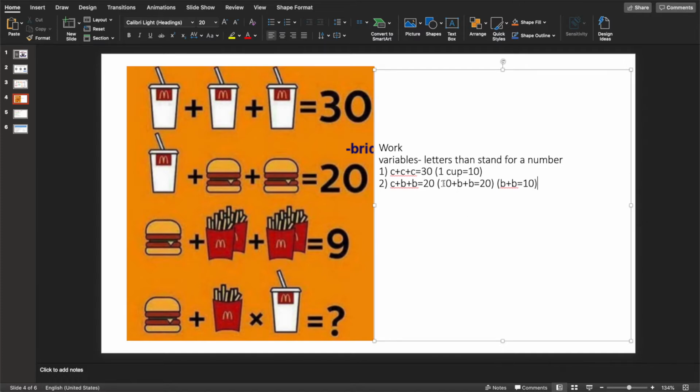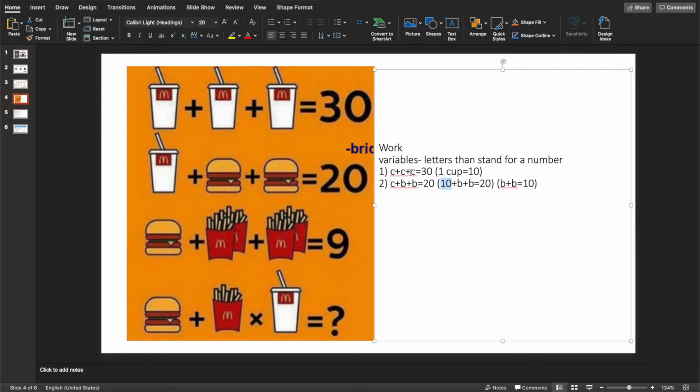How am I getting that? Well, this is kind of a middle school move. You can take this 10 and subtract it from this side of the equal sign. Just like with fractions, whatever you do to the denominator, you need to do to the numerator. Whatever you do to the left side of the equal sign, you need to do to the right side. So 20 minus 10 is 10. Now I have a number plus that same number equals 10.